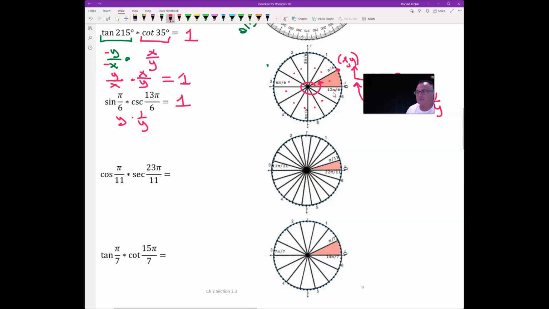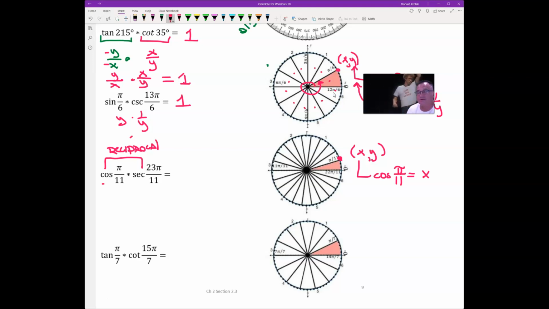All right, let's try the next one. Cosine. These are reciprocals again, and cosine is the x-coordinate. Okay, pi over 11. So I took a circle and divided it into 11 slices on the top half, 11 slices on the bottom half. Each slice is pi over 11. So the cosine is going to be the x-coordinate of this point. That's the cosine of pi over 11. It's going to equal some number x.